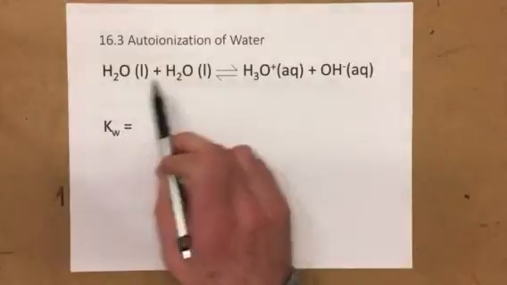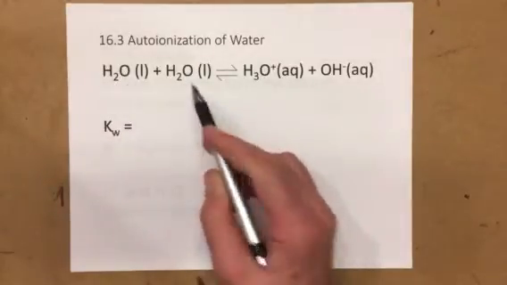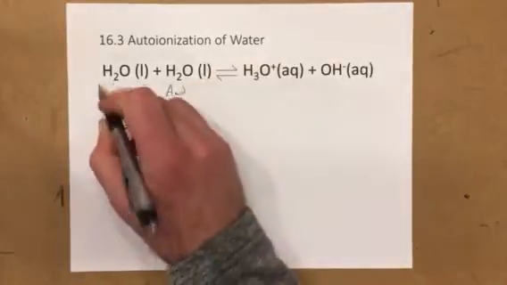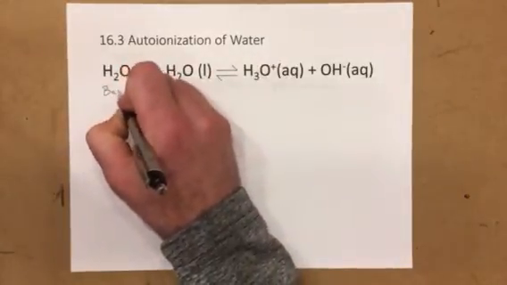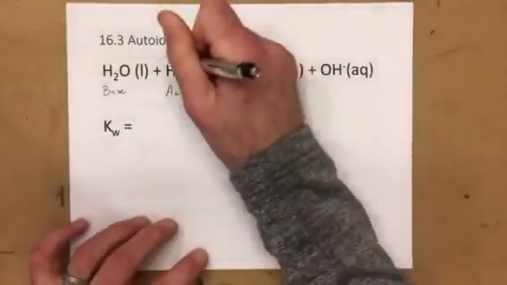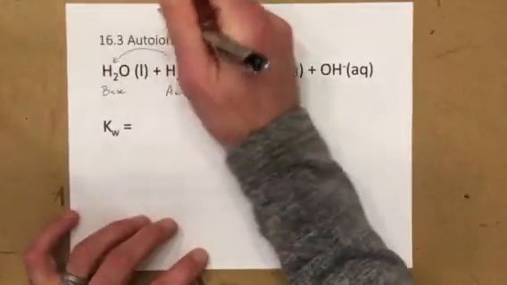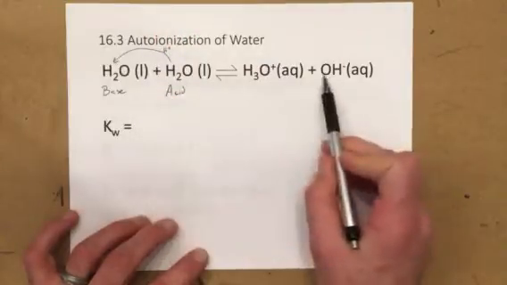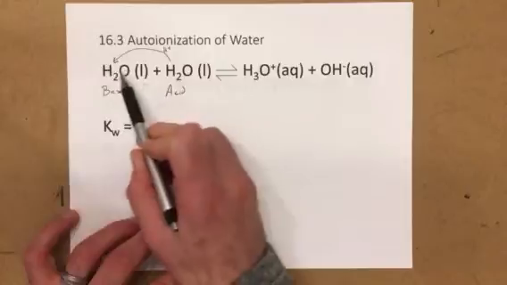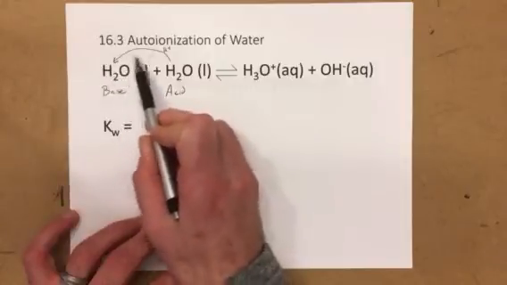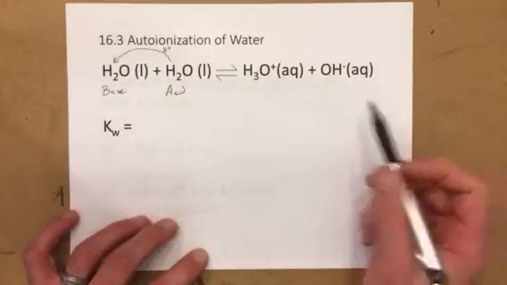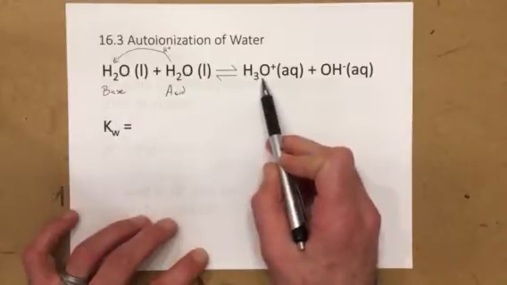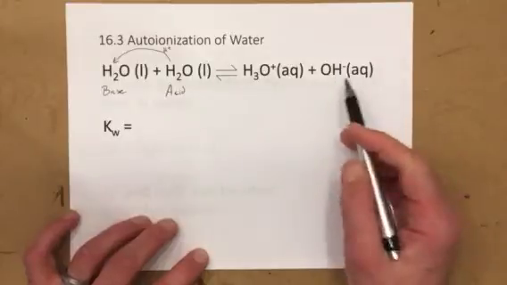And so we're going to see autoionization of water means that if you have water, one of the waters can act as an acid, and another water molecule can act as a base. And so that means that one of these can transfer a proton to the other. So a proton can be lost by this water, making it become hydroxide, and this water can gain a hydrogen ion, making it hydronium.